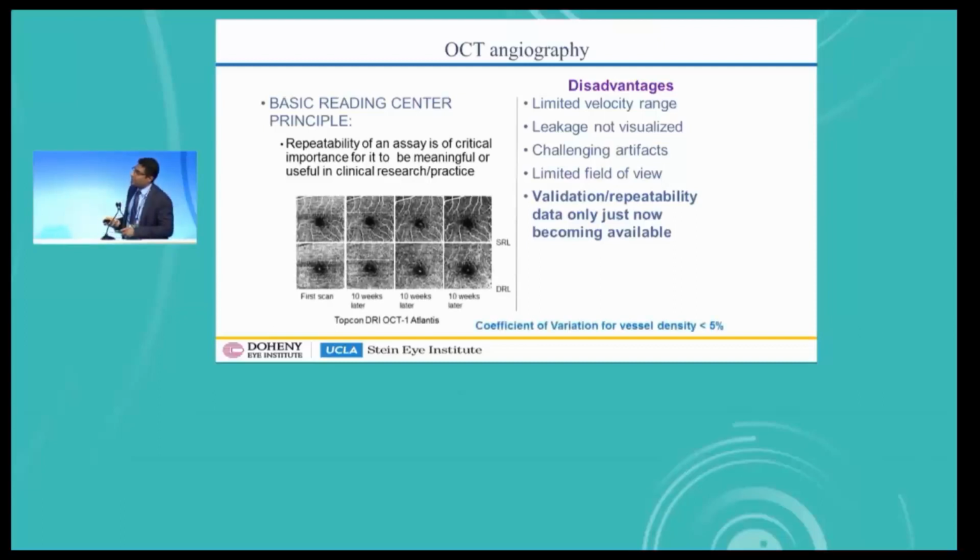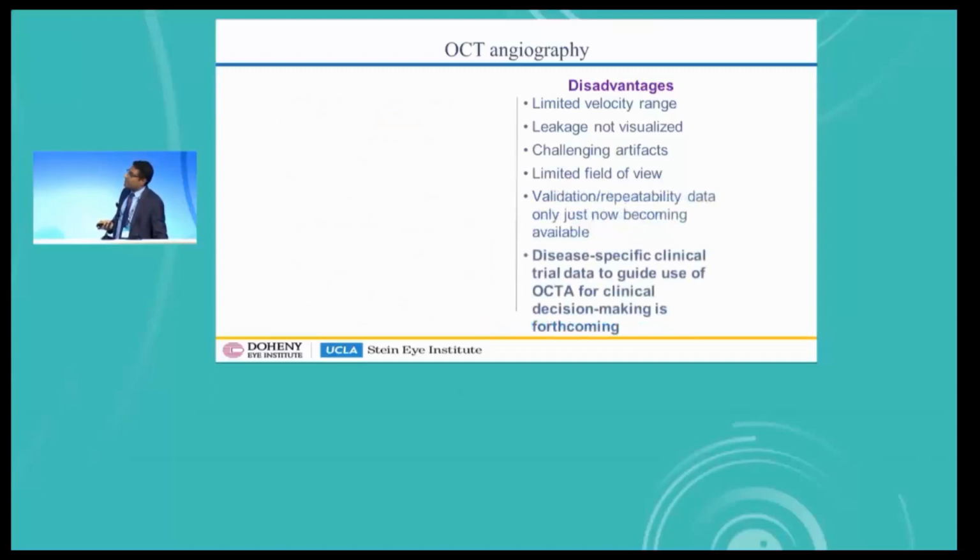That's how you can judge whether the data is really useful. And of course, we've done a number of these kind of repeatability studies, and we find that the repeatability is actually pretty good, that you can trust these density measurements with a repeatability less than 5%, which is great. But probably the biggest challenge is we really need to have clinical trial data. That's, I think, going to be forthcoming because that's going to tell us how to use this information. I'm going to finish here in just a moment.